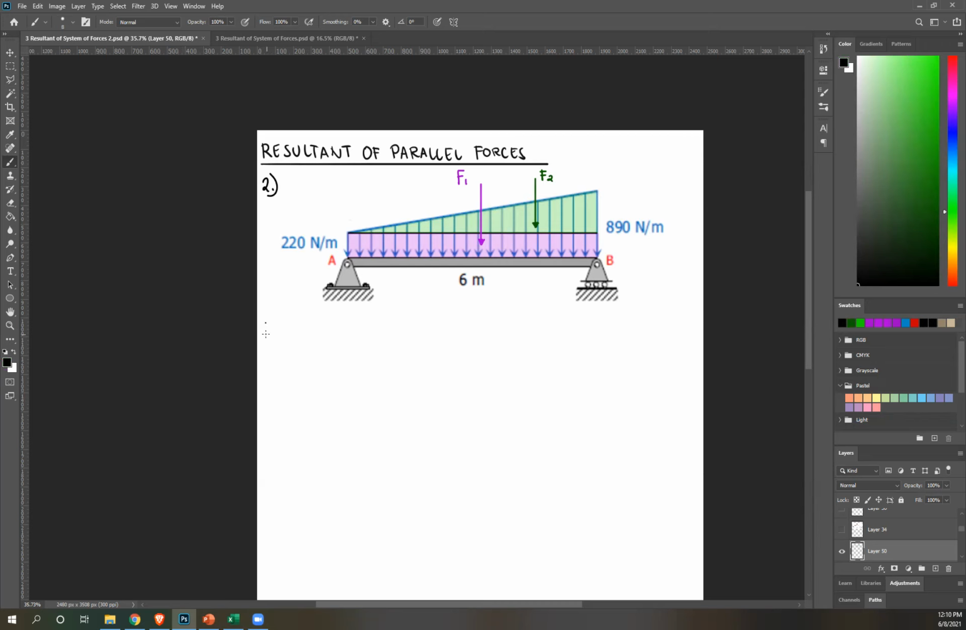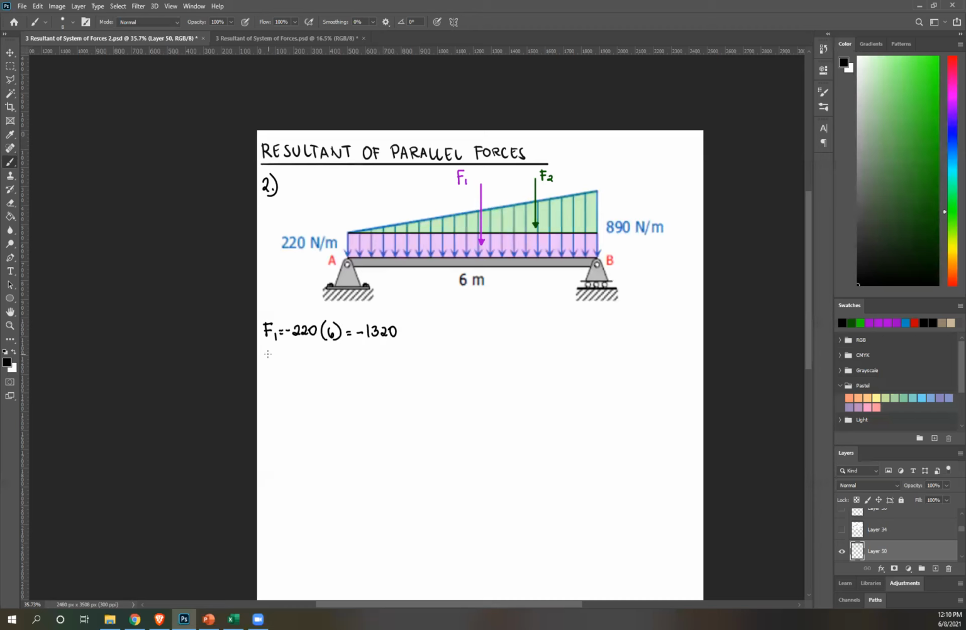So let's start with F1. Rectangle, so it's just base times height. This is our height, your 220 Newton per meter. Just multiply that 220 by 6. You get 1320. Now don't forget your direction. All of these load diagrams are downwards. So since it's downward, it's negative 220 times 6, you'll get negative 1320.